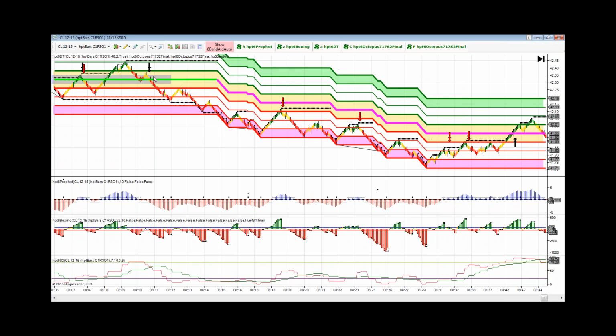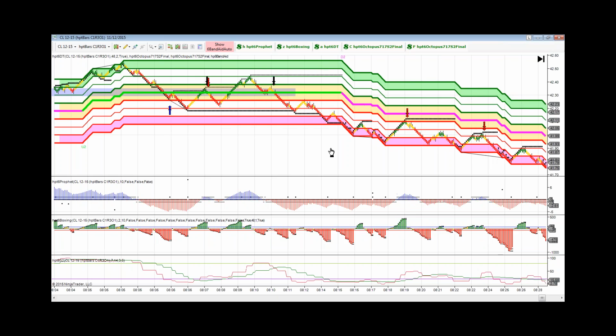That trade was a huge home run, entering right around the 42.27 level, and this market dropped all the way down to around the 41.70 level. Again, a good 45 to 50 ticks on a runner all the way down.